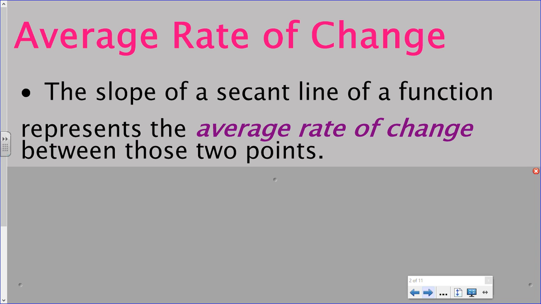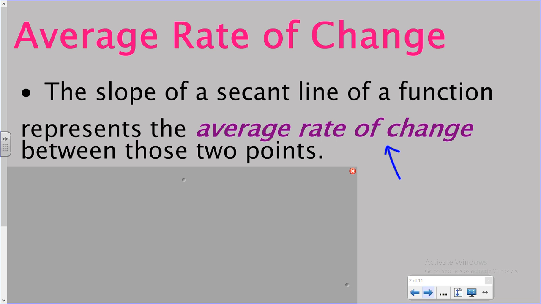If you remember back to geometry, I know it's been a couple years, you had a unit on circles. You talked about tangent lines. Tangent lines touched the circle once. Secant lines went through the circle twice, okay? A secant line hits a function twice.